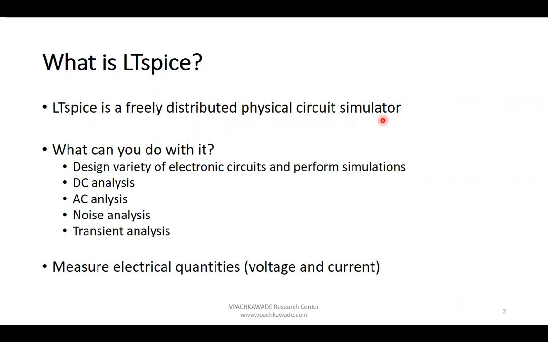It is supplied by the company Analog Devices. And the question here, what can you do with it? So we can design a variety of electronic circuits and perform simulations to understand their behavior, and therefore we can design those circuits. What kind of analysis can it do?